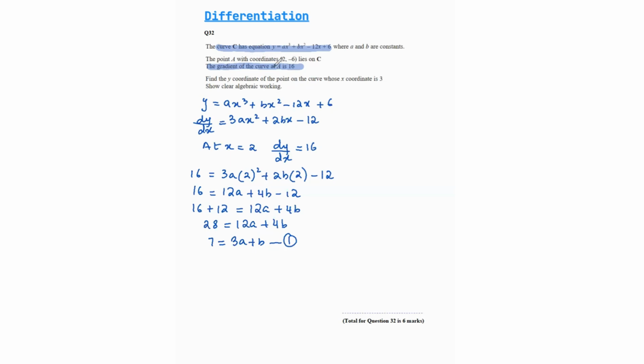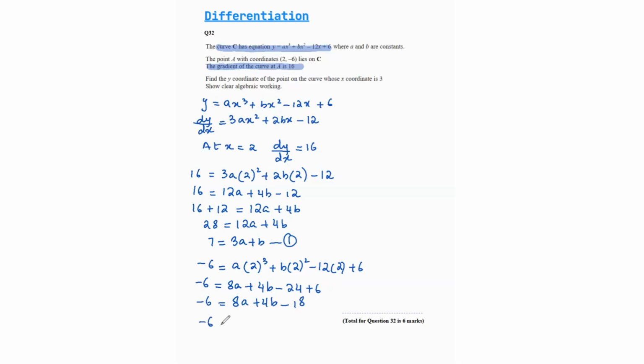We know that point A lies on the curve C. So what if we put that into the curve equation and create another equation in terms of A and B? So that's going to be -6 equals A times 2 cubed plus B times 2 squared minus 12 times 2 plus 6. -6 equals 8A plus 4B minus 24 plus 6. 8A plus 4B minus 18.